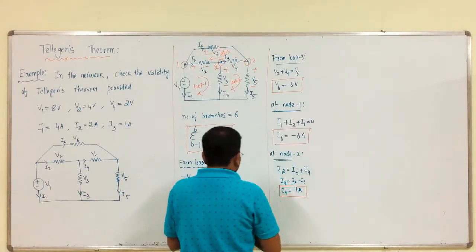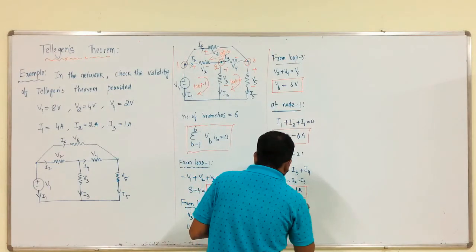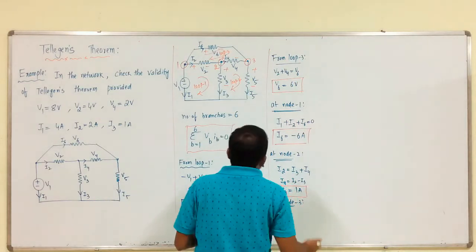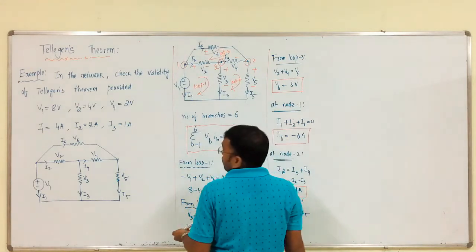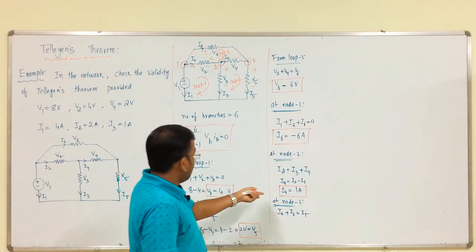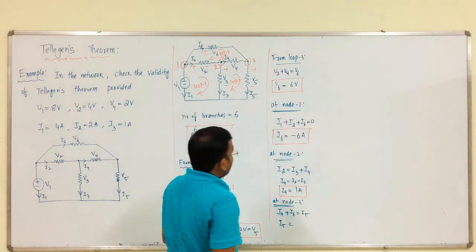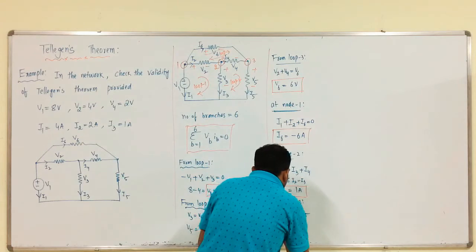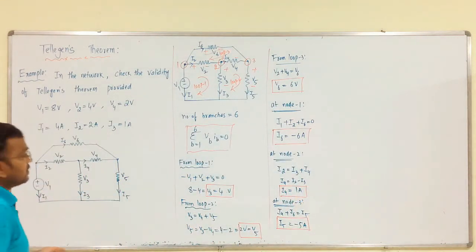Next, at node 3, I4 entering, I6 entering, I5 leaving. I4 plus I6 is equal to I5. I4 is there, I6 is there. From this, I5 is minus 5. That is it. We have all voltages and all currents.